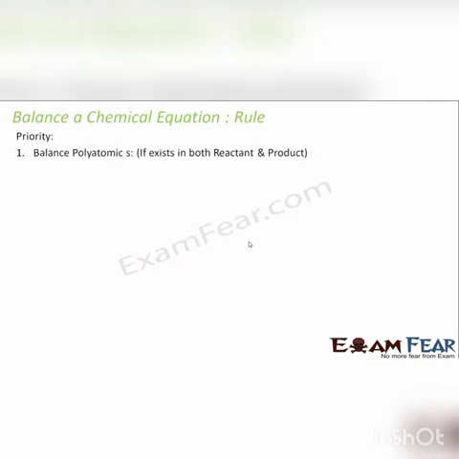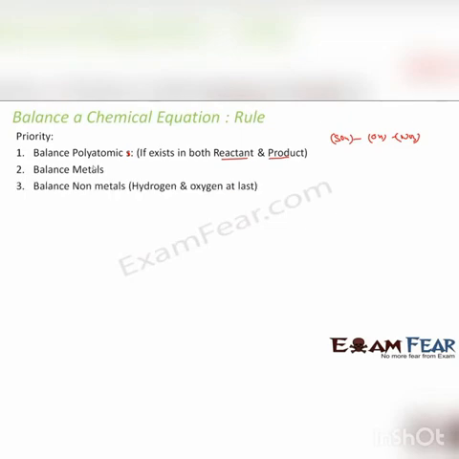So here is the rule, priority wise. First, balance polyatomic things, if they exist. For example, SO4, OH, NO3. These are polyatomic things. They should exist both in reactant and product. We'll take some examples to explain that. So if such a thing exists in both reactant and product, first balance that, then balance metals, then non-metals, and in that also hydrogen and oxygen are supposed to be balanced last. Why? Because there are plenty of hydrogen and oxygen around, right? So we generally balance them at last.